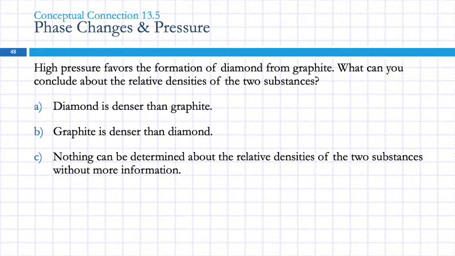High pressure favors the formation of diamond from graphite. What can you conclude about the relative densities of the two substances? If you take graphite and you squish it, it makes a diamond. Is one more dense than the other? Yeah. The thing that you were squishing was the less dense, right? And the thing that you end up with after squishing it would be more dense. So a diamond is denser than graphite.